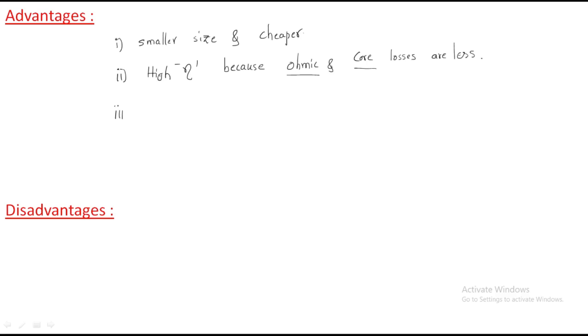Next, the third point: it has better voltage regulation. What is voltage regulation? Voltage regulation gives the voltage loss or voltage drop; both are the same. Better voltage regulation means less voltage drop. So these are the reasons we use auto transformers, which are very applicable compared with the two winding transformer.